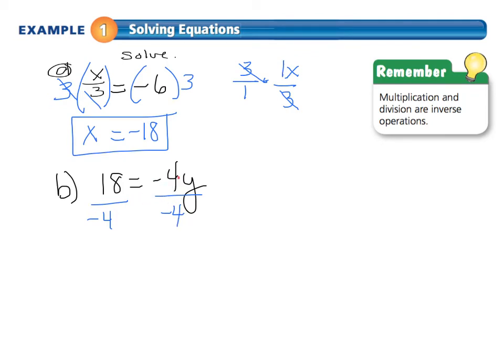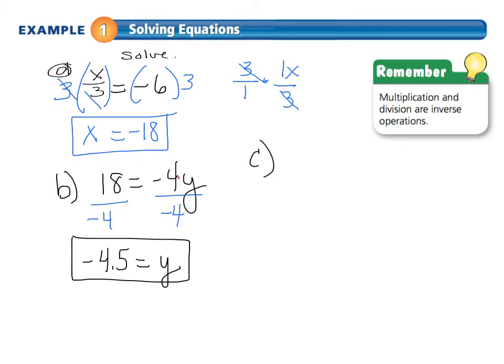So, negative 4 divided by itself is just 1y. 18 divided by negative 4 is negative 4.5. You could have left that as negative 9/2 or a mixed number, negative 4.5. But my answer would be negative 4.5. C. Now in C, let's divide, I'm going to do this. X divided by negative 2 equals 5.